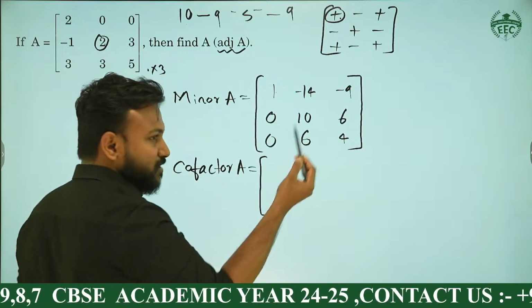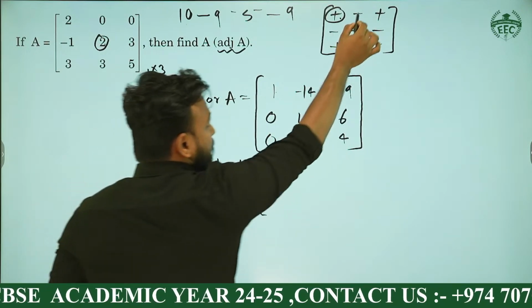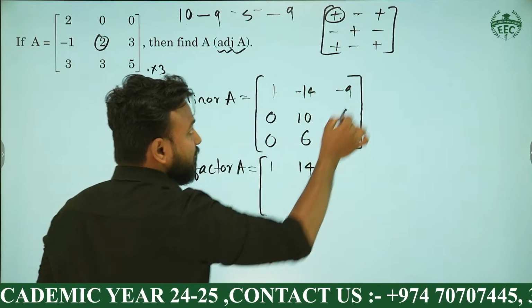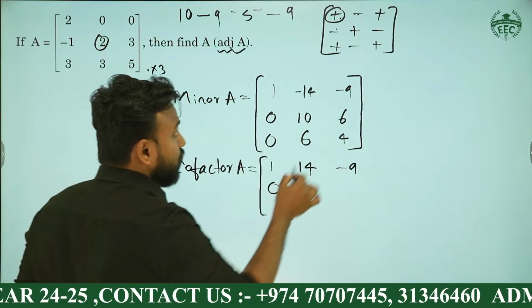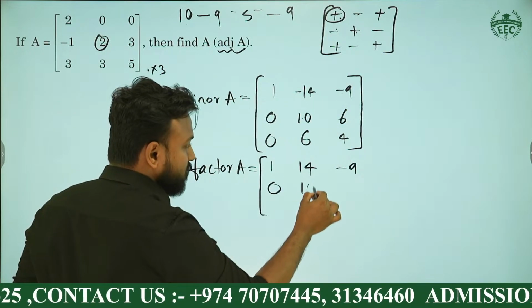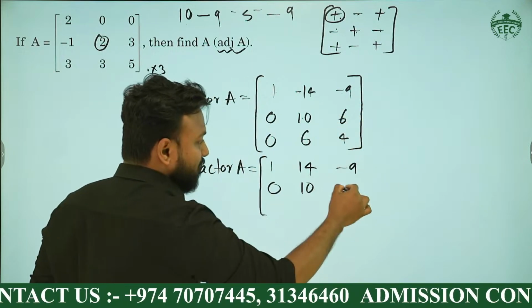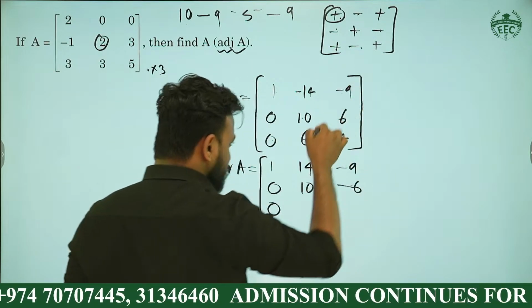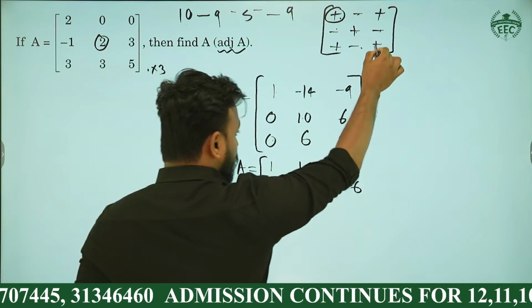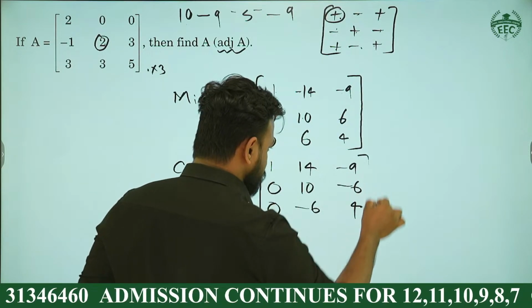Plus into 1, positive into 1, that is 1. Negative into negative becomes positive. Positive into negative becomes negative. Negative into 0, 0. Positive into positive becomes positive. Negative into positive becomes negative. Positive into 0, 0. Negative into 6, negative 6. Positive into positive 4. That's all.